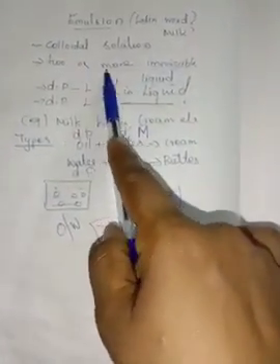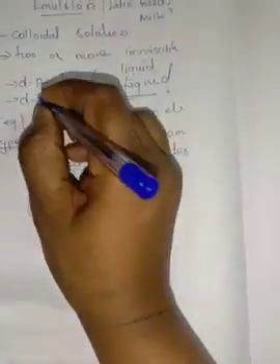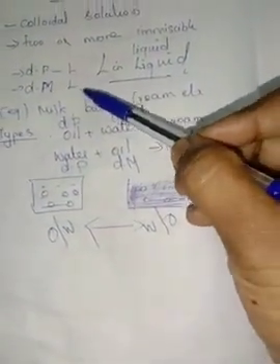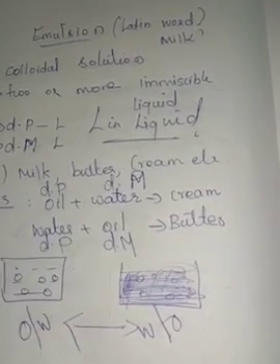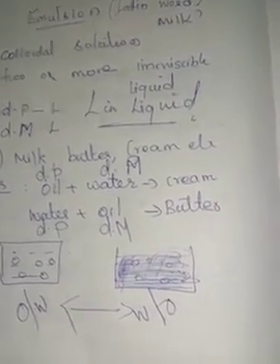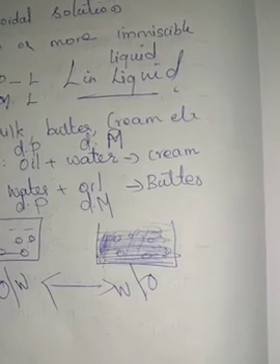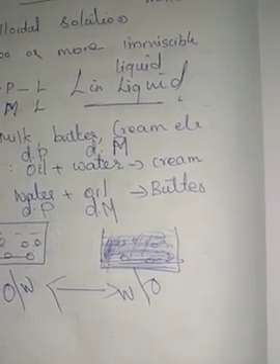And how are these emulsions formed? It is formed of two or more immiscible liquids. That is, the dispersed phase is also a liquid, and the dispersion medium is also a liquid. What type of liquid? Immiscible liquids. Last class we studied what is miscible and immiscible. Am I right? Miscible means what? Both the liquids dissolve with each other.